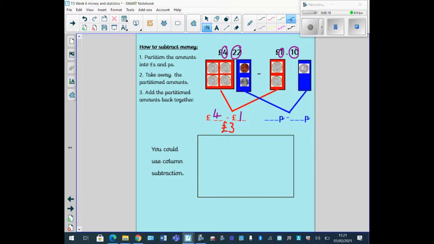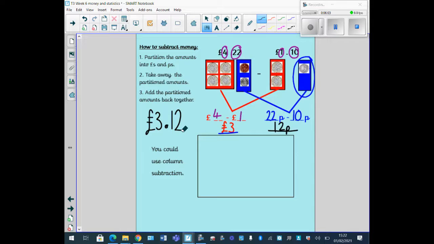Now I look at my pence. I've got 22 pence here, and in this column I've got 10 pence here. So I've partitioned into pounds and subtracted those here, and next I'm going to subtract my pence here. 22 pence subtract 10p equals 12 pence. If I want to write that as a total amount like this, pound sign, £3, decimal point to separate my pounds and my pence, 12p, just like that.